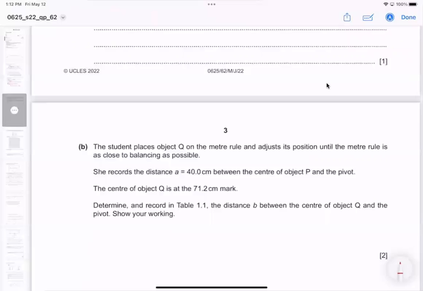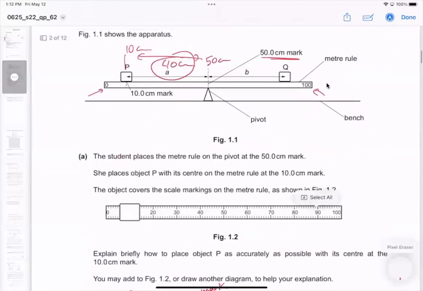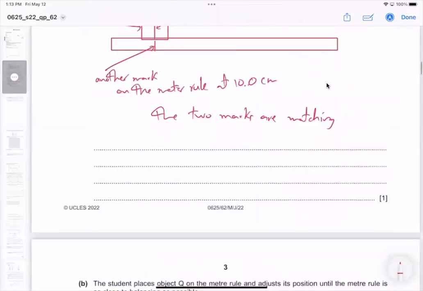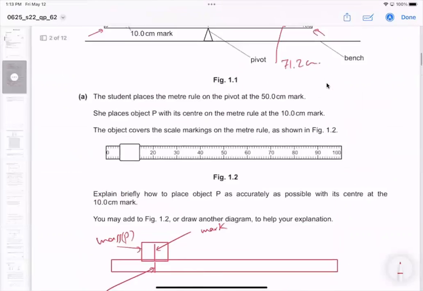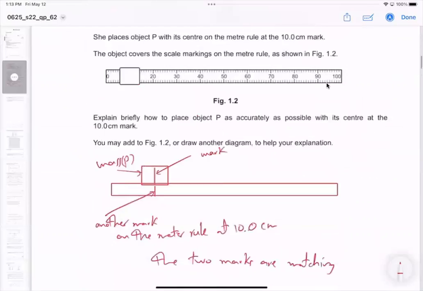The center of object Q is at 71.2. So here we have the center at 71.2 centimeter, the midpoint exactly for balancing it. Determine and record in table 1.1 the distance between the center of object Q and the pivot. Show your working. Of course, we are going to find the difference between them.